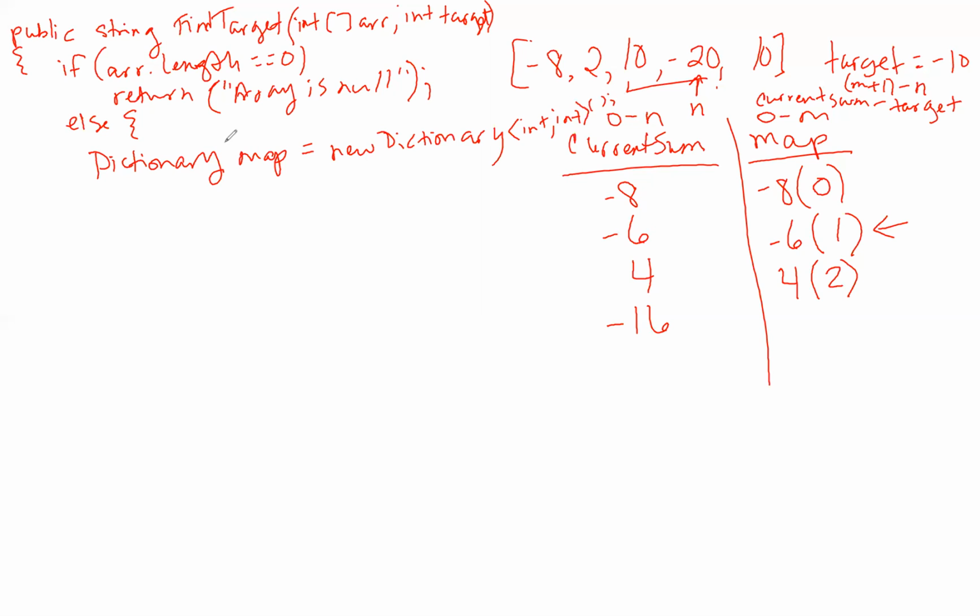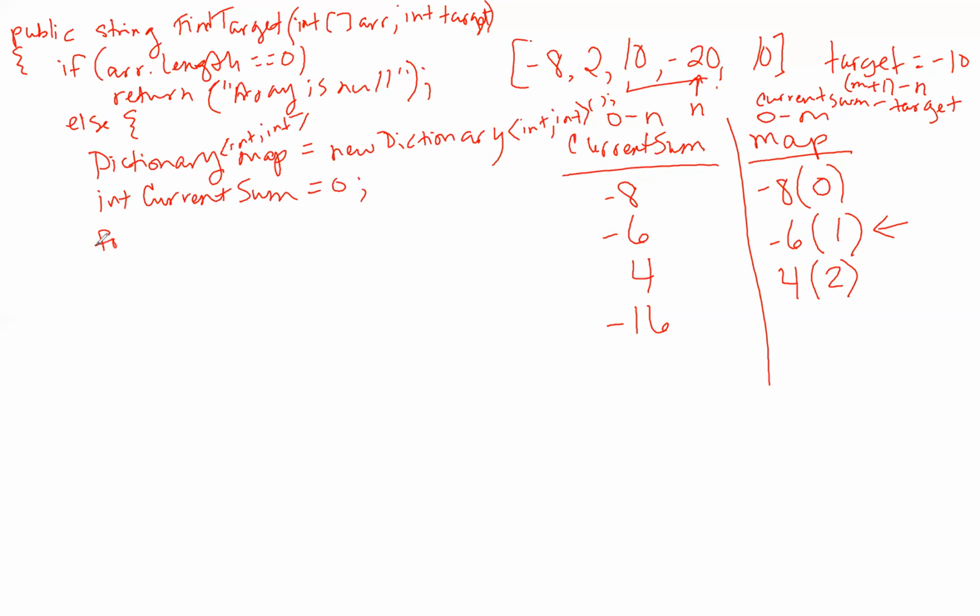Okay, and here we would have int in there before it says map. And then we are going to also need our current sum. And we can just start that at 0. Okay, and what we want to do is just loop through this array.